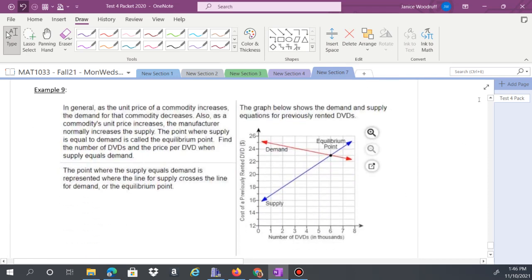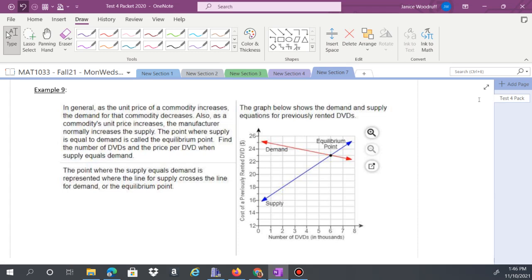And then a real world example here. Okay, you have a word problem. Let's read it. In general, as the unit price of a commodity increases, the demand for that commodity increases. Supply and demand, Econ 101. Also, as a commodity's unit price increases, the manufacturer normally increases the supply. The point where the supply is equal to the demand, that's what you want, where they're equal to each other, that is called the equilibrium point. And then this says find the number of DVDs and the price per DVD when supply equals demand.